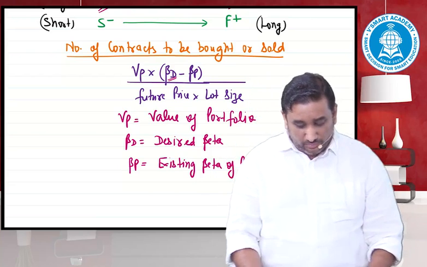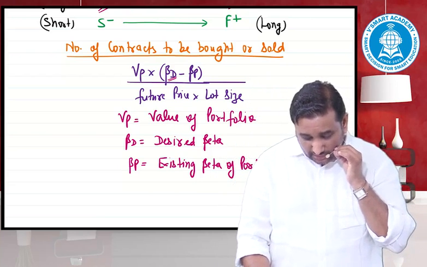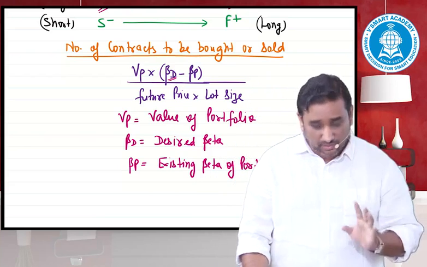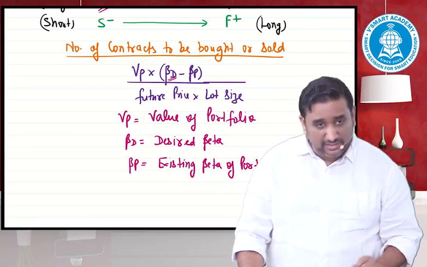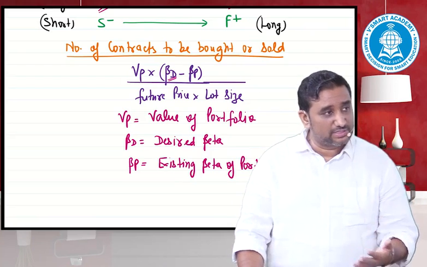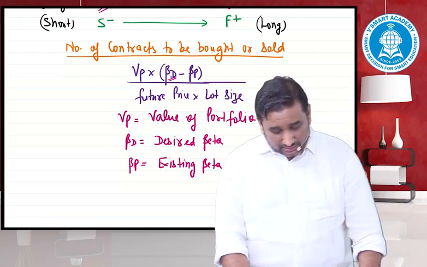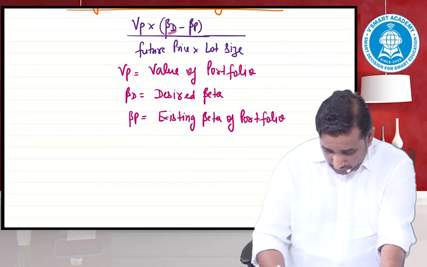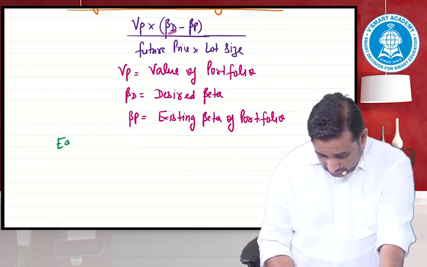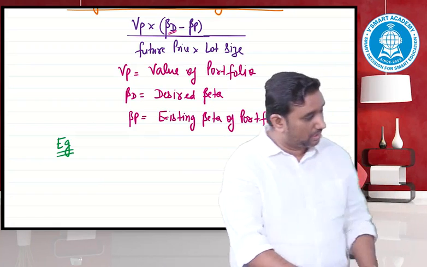The formula is: value of portfolio into (beta desired minus beta of portfolio) divided by future price into lot size. Value of portfolio, desired beta and beta of portfolio. I'll take the help of an example. With that, we'll do a few cases to understand how the data and the formula work out. Let's put down the example.